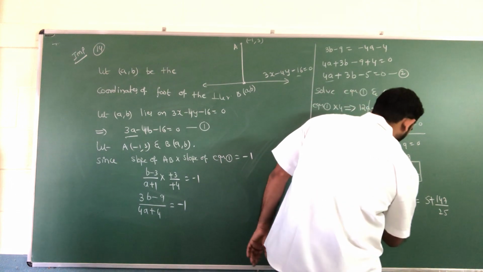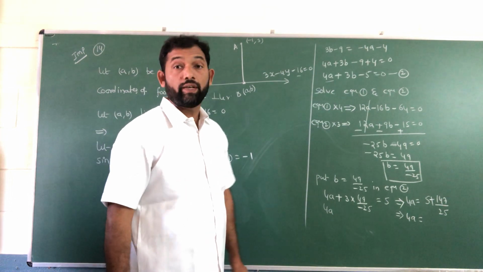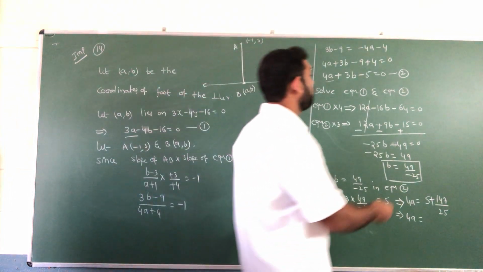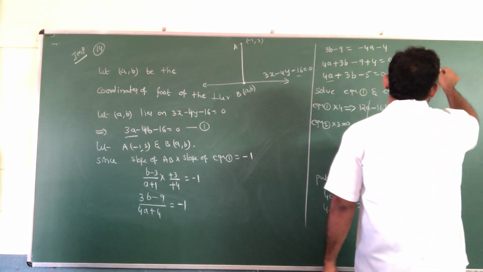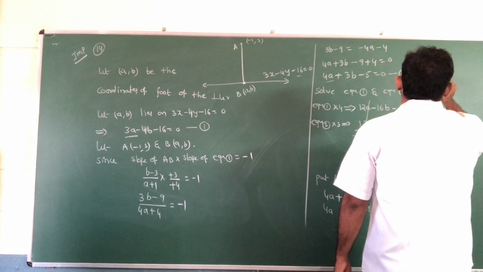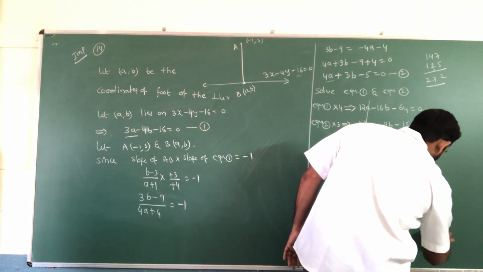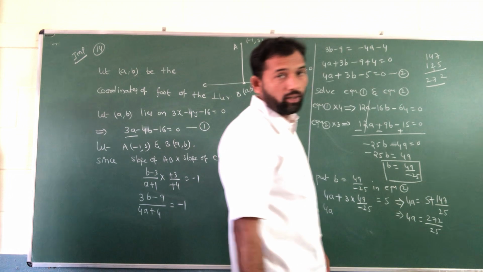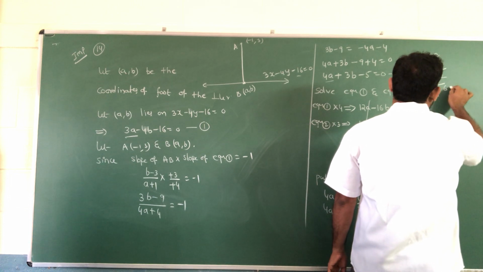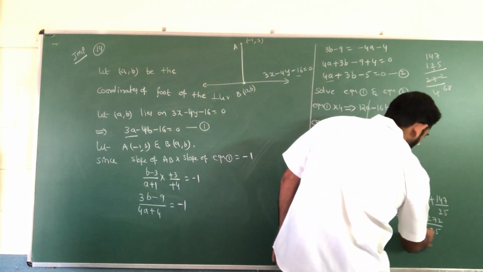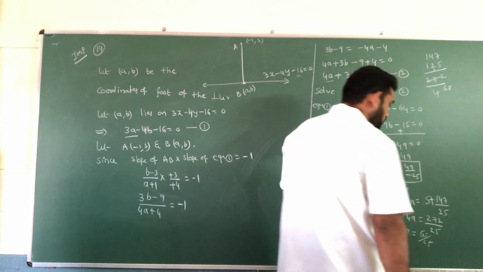So 4a equal to 5 into 25, that is 125, plus 147. How much is that value? 272. 272 divided by 25. So how many times 4 will be cancelled? 4 sixes are 24, 4 eights. So a is equal to 68 by 25.